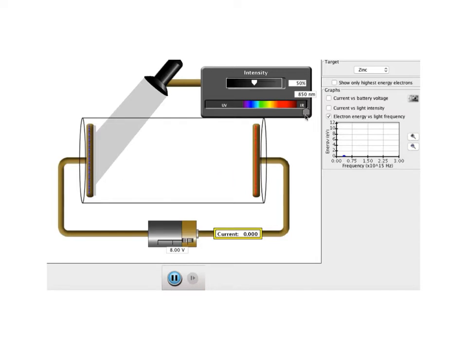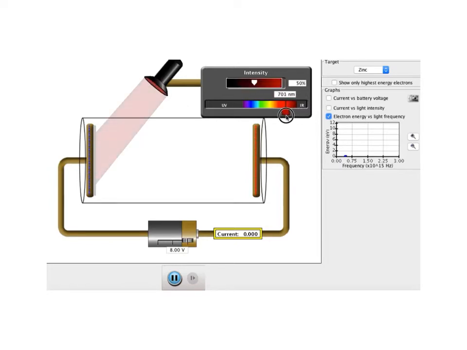We are starting off with a very low frequency electromagnetic radiation being shone onto the metal surface. And what we're going to do in this simulation is look at the energy of the electrons that will leave the surface, if and when they leave the surface, plotted versus the frequency of the incident electromagnetic radiation on the plate. Now, when we refer to incident, what we mean is incoming, falling on to that metal surface.